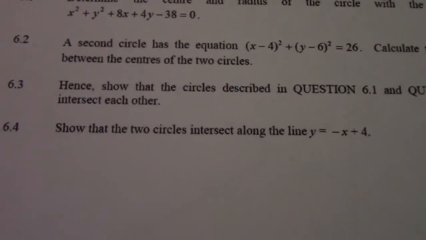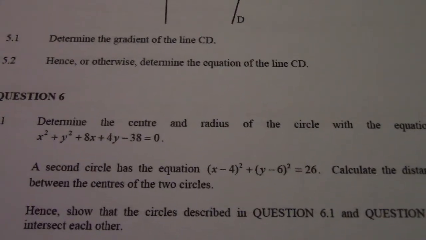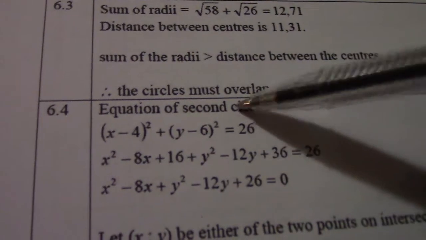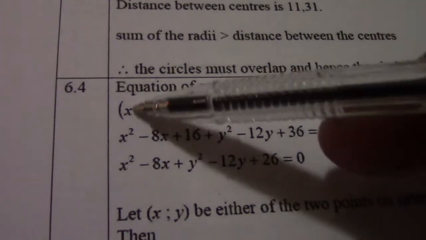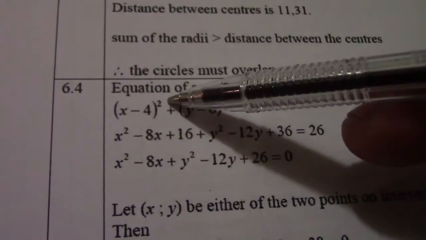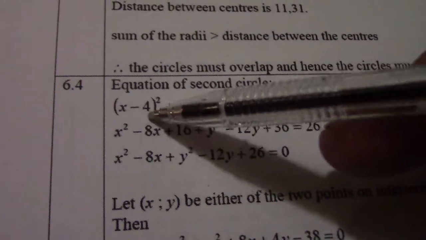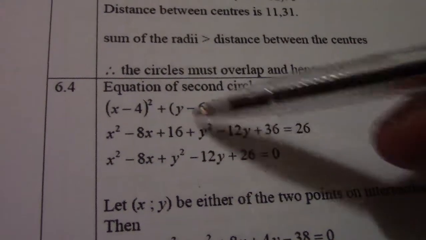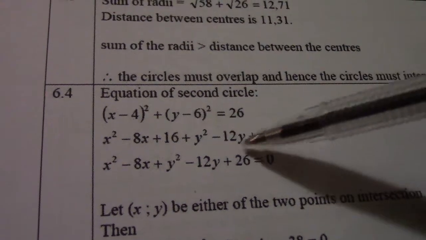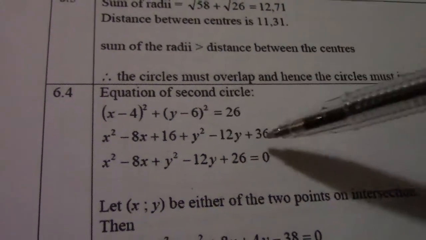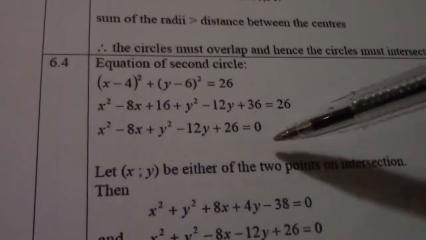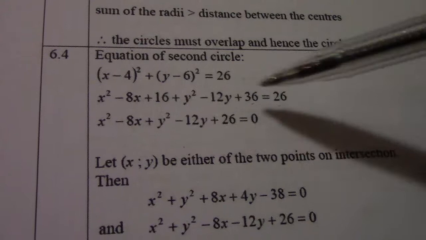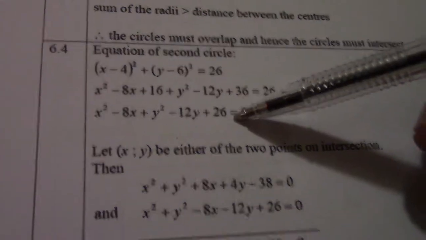And show that the two circles intersect along the line y equal minus x plus 4. So we have two equations and we're going to use the two equations given to us. So my equation of my second circle, x minus 4 all squared plus y minus 6 squared equal 26. So x squared minus 4x times 2 gives me minus 8x, minus 4 times minus 4 plus 16. That becomes y squared minus 6y times 2 minus 12y, minus 6 times minus 6, 36 equal 26. So we simplify. There's 16 plus 36 minus 26 gives me 26.